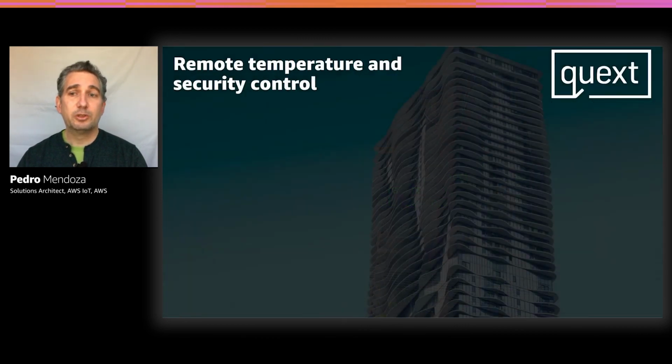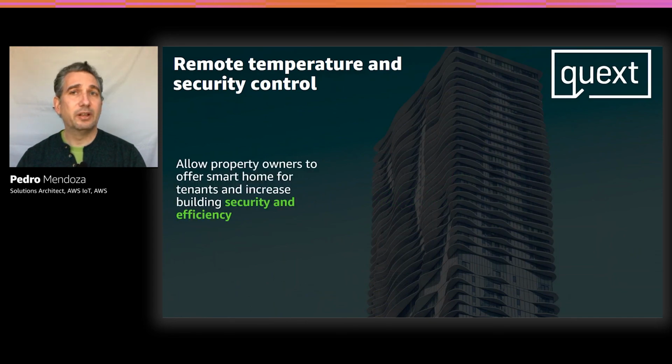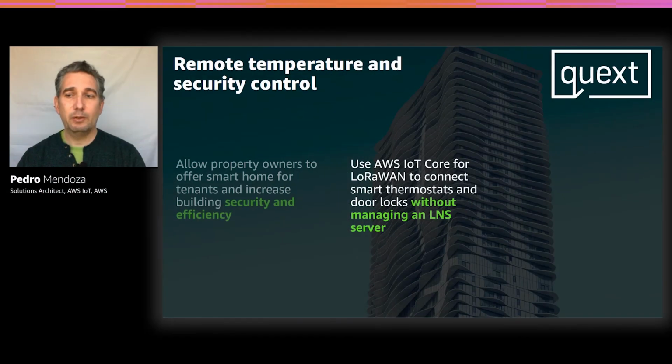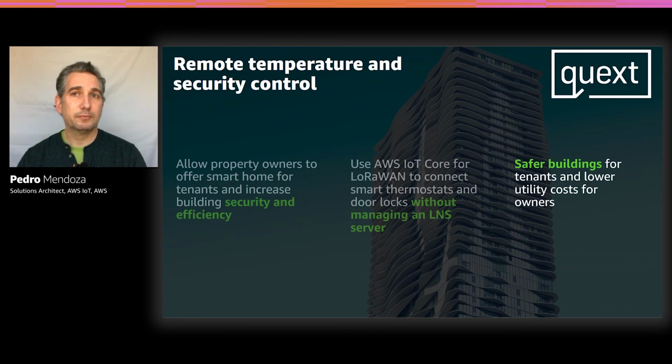The second customer is Quex. Quex is a company in the property management software sector that is using LoRaWAN technologies as part of their home automation solutions. They have built that solution around a single LoRaWAN gateway that connects to AWS IoT Core for LoRaWAN, providing connectivity within the entire property in order to support a full range of wireless devices that includes smart thermostats and door locks.